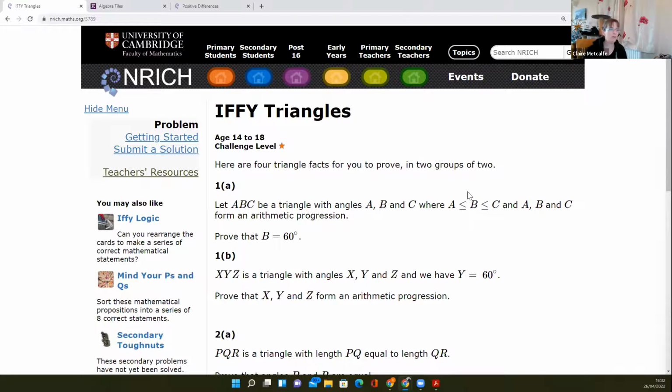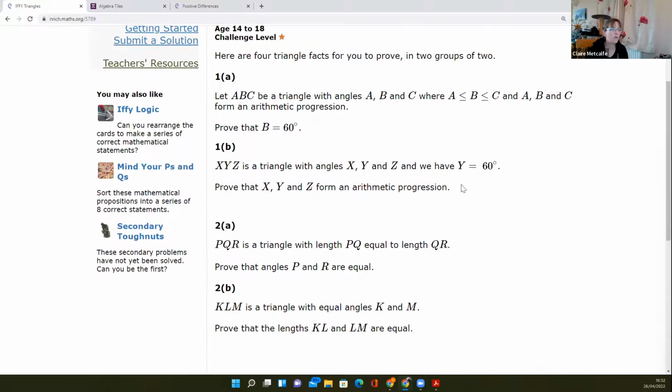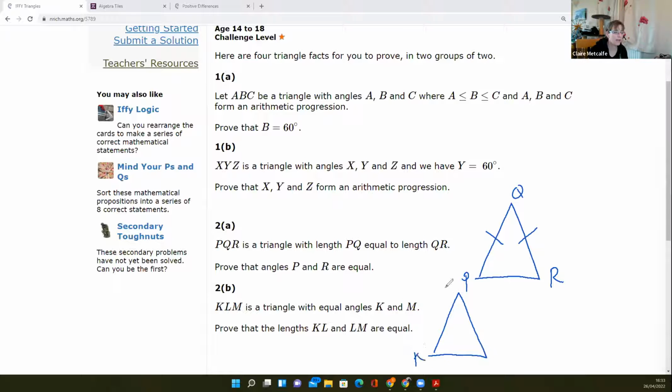So we have a problem called Iffy Triangles, which has got 4 triangle facts. And it's asking students, can you prove this? So can you prove that, in this case, if we've got a triangle where PQ is equal to QR, that means that these 2 angles must be the same? And conversely with this one, if we have a triangle KLM, and you know that these angles are the same, can you prove that these two lengths are the same?